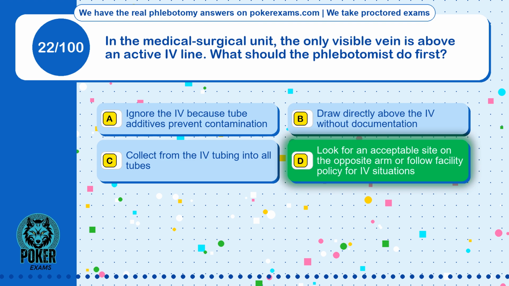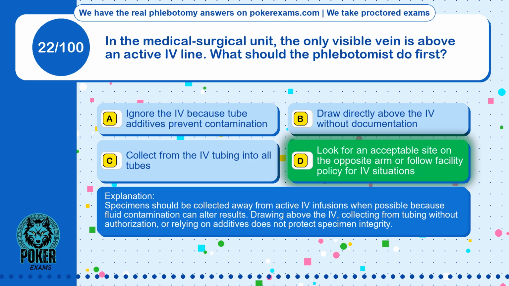The correct answer is option D. Look for an acceptable site on the opposite arm or follow facility policy for IV situations. Specimens should be collected away from active IV infusions when possible because fluid contamination can alter results. Drawing above the IV, collecting from tubing without authorization, or relying on additives does not protect specimen integrity.